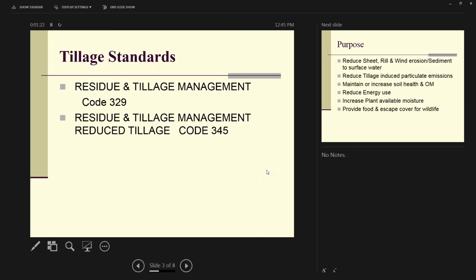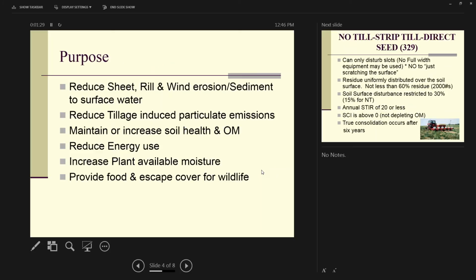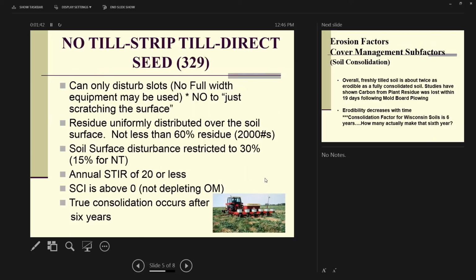Residue and tillage management is what we talked about today. And then we have reduced tillage. So anything above a 20 stir value is reduced tillage. Anything below is 393, which is no-till. So it's the purposes we talked about, but these are the purposes again for the standard. I can't say enough good things about no-till, but at the same time, I'm also extremely careful that I don't oversell it to somebody whose management is not at the level that it needs to be successful with no tillage. So I just want to keep emphasizing that.